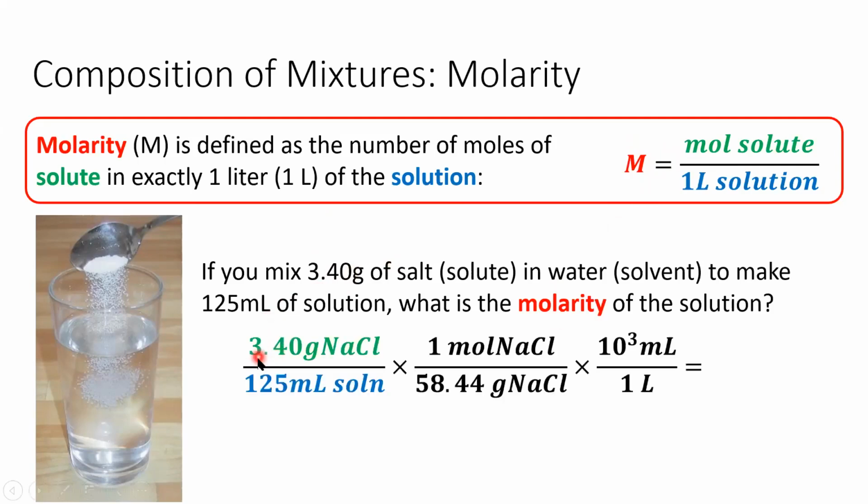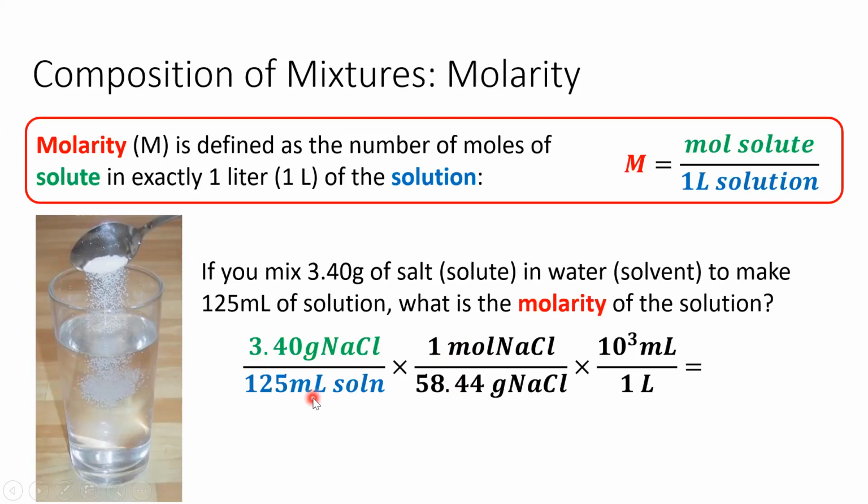So if we've got 3.40 grams of sodium chloride in 125 milliliters of solution, we'll just do some dimensional analysis. We're going to convert grams of sodium chloride to moles. And the periodic table tells us there's 58.44 grams for every mole.